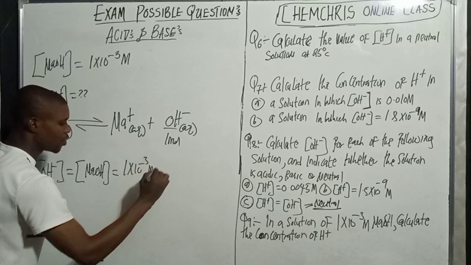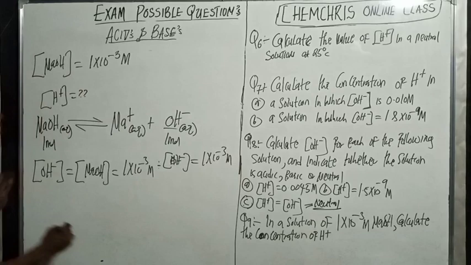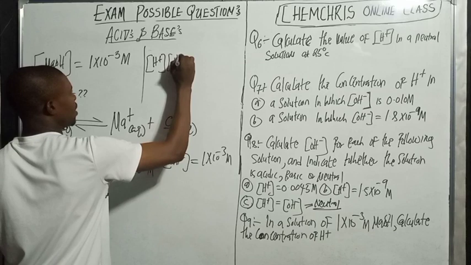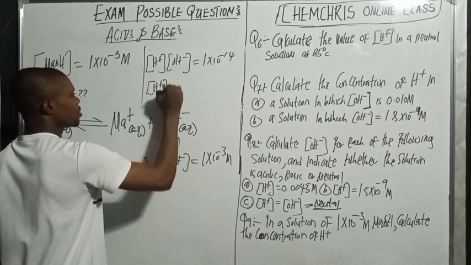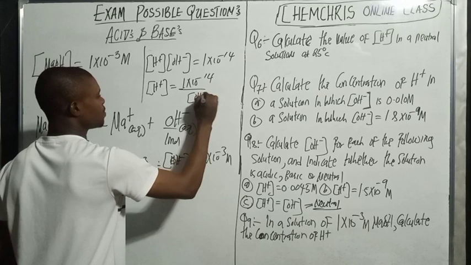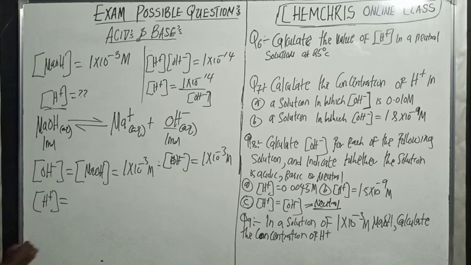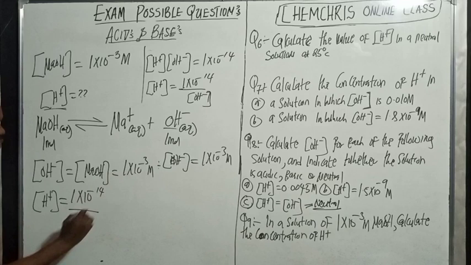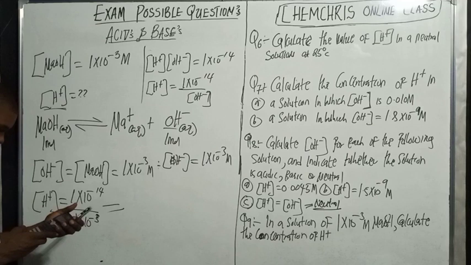It means that OH minus equals 1 exponential minus 3 molarity. Remember, I get something like H plus times OH minus equals 1 exponential minus 14, right? So if you make H plus the subject of the formula here, you get H plus equals 1 exponential minus 14 over OH minus. So here we have H plus equals 1 exponential minus 14 over 1 exponential minus 3. So you get your answer. 1 exponential minus 14 divided by 1 exponential minus 3. You have 1 exponential minus 11.